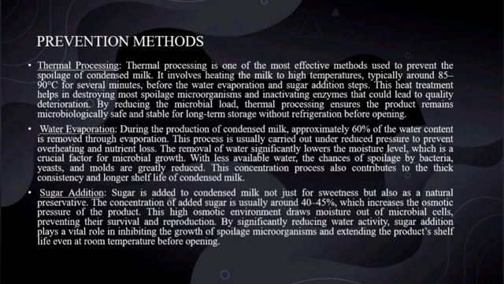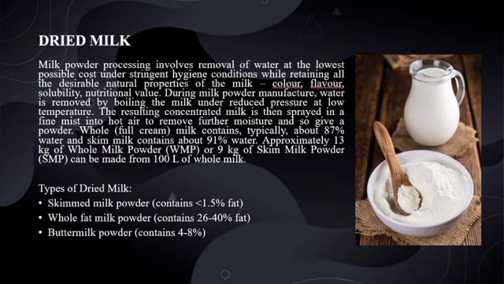Let us move to dried milk. In dried milk, commonly called milk powder, the process involves the removal of water under the highest possible hygienic conditions while retaining all the desirable natural properties of milk like color, flavor, solubility, and nutritional value. During the manufacturing of milk powder, the water is removed by boiling the milk under reduced pressure at low temperature.